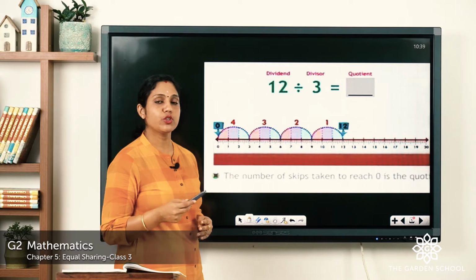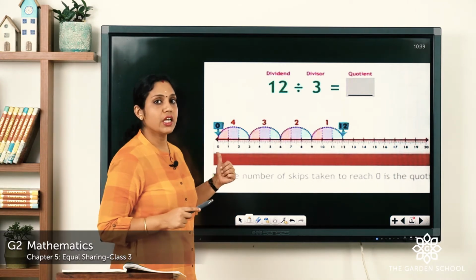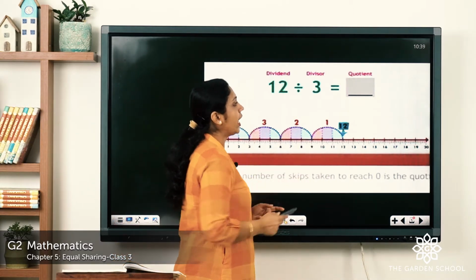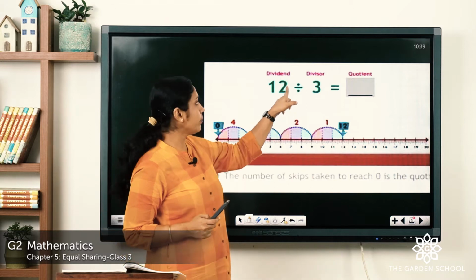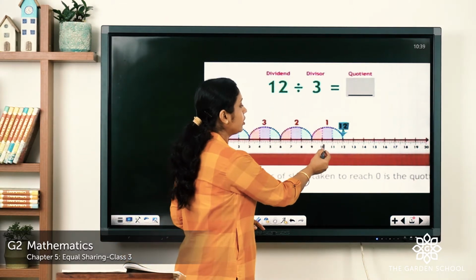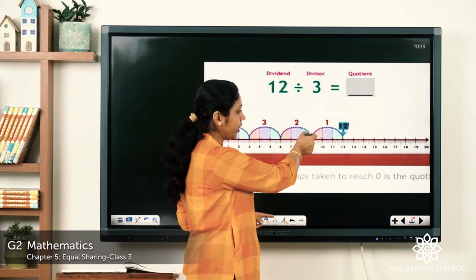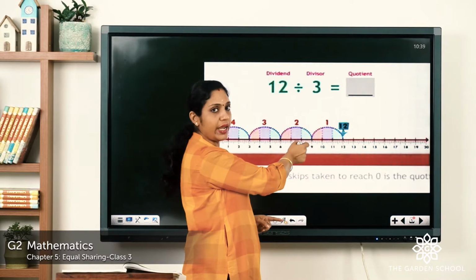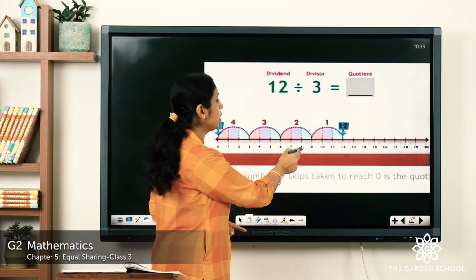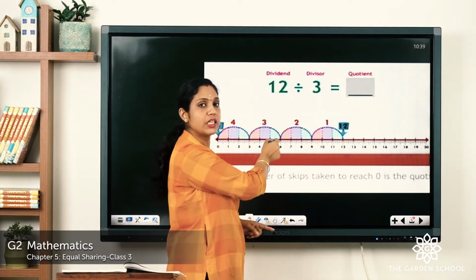And how many times should we move backwards? 3 numbers we have to jump, and we need to reach 0 to find the answer. So from 12 we have to start and jump 3 because it is 12 divided by 3. So 1, 2, 3. We reach the number 9. So you can draw a semicircle from 12 to 9. Again from 9 you can move backwards 3 times. So 1, 2, 3. From 9 you reach 6.